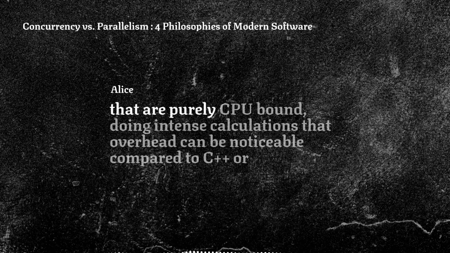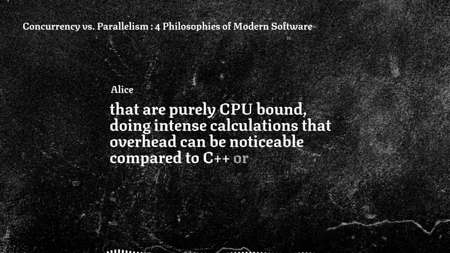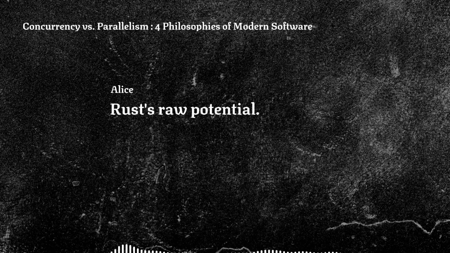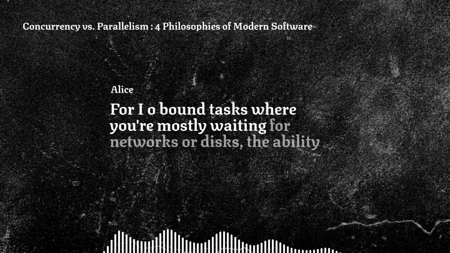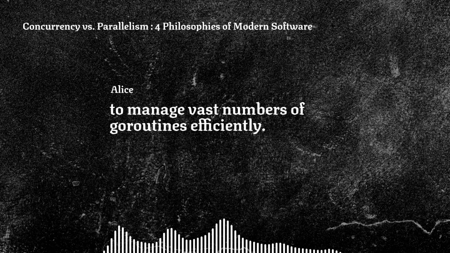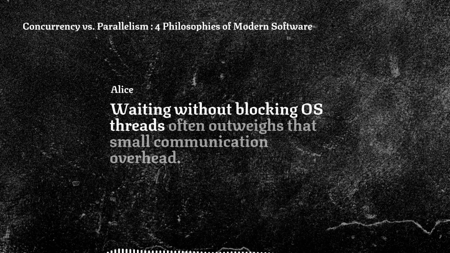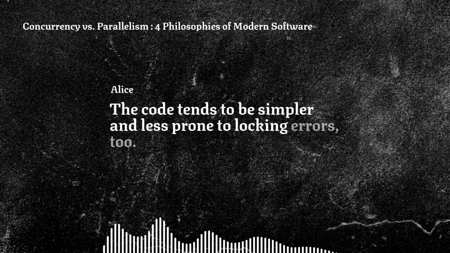For tasks that are purely CPU-bound, doing intense calculations, that overhead can be noticeable compared to C++ or Rust's raw potential. But for I/O-bound stuff. For I/O-bound tasks where you're mostly waiting for networks or disks, the ability to manage vast numbers of goroutines efficiently, waiting without blocking OS threads, often outweighs that small communication overhead. The code tends to be simpler and less prone to locking errors, too.